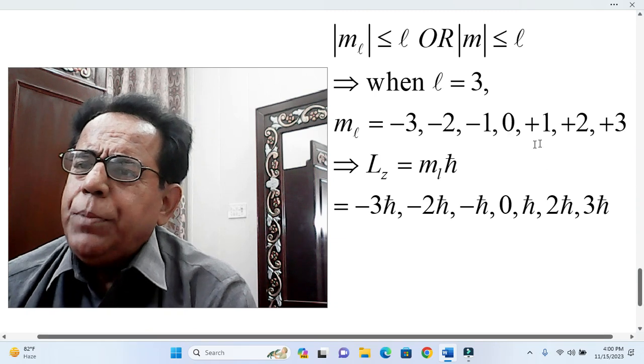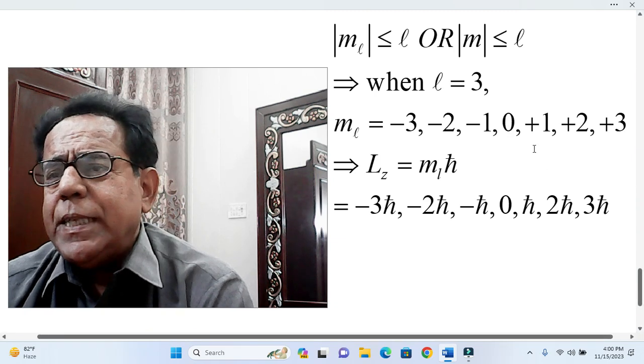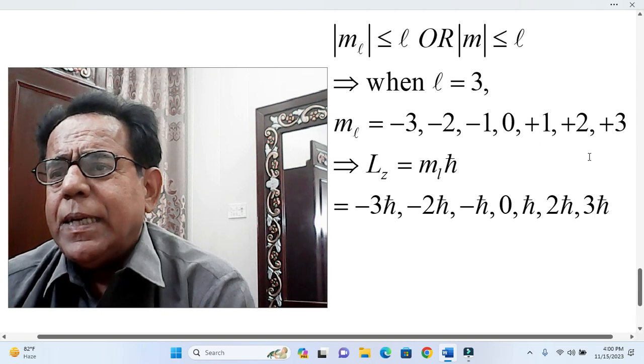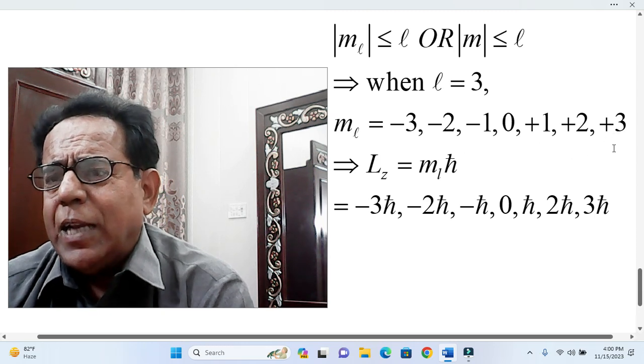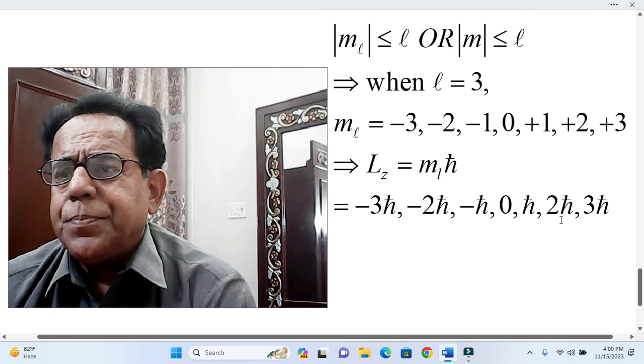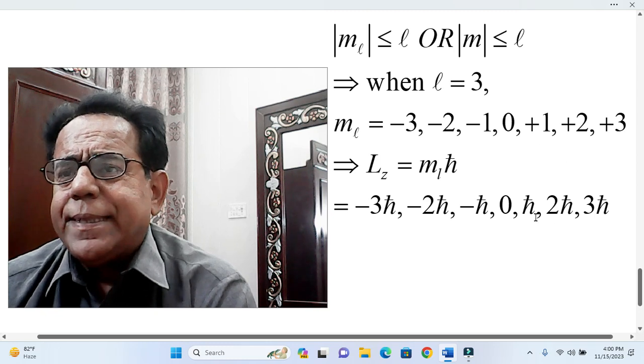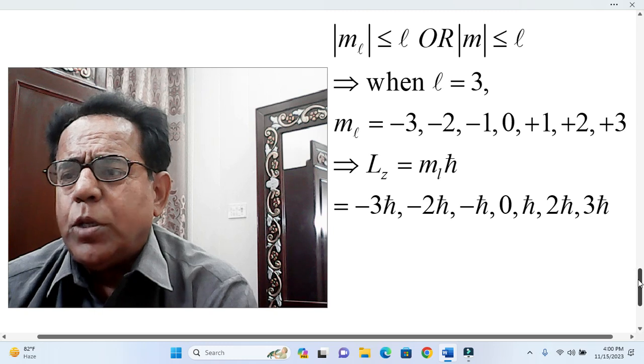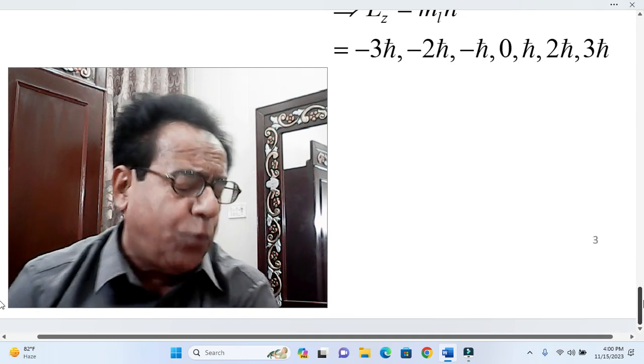Similarly is the case with the extreme right three values, that is 1 H bar, 2 H bar, and 3 H bar. This is the end of our problem. This is the end of our video.